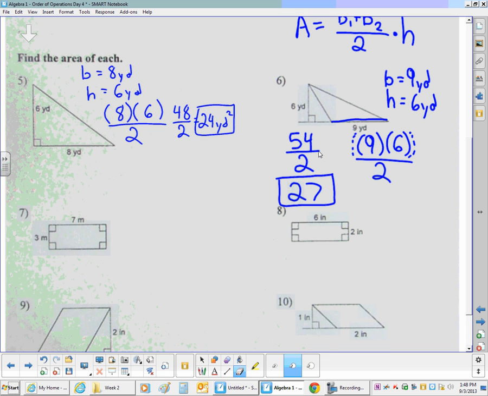Now, you'll notice I forgot the units. 27, we're talking about yards, so it's square yards. YD squared.